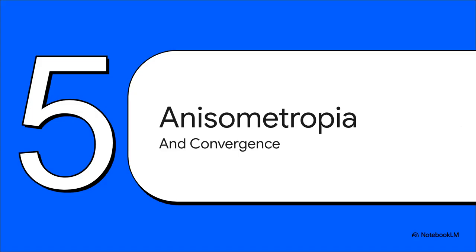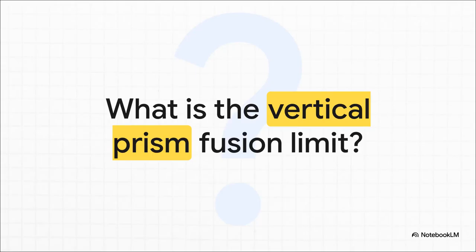Next up, Section 5, Anisometropia and Convergence. This is master-level stuff. Let's take another Socratic pause here and bring this right into your clinical exam room. Imagine a patient with mixed anisometropia. Let's say a -4 in the right eye and a +4 in the left eye. When they look down to read, Prentice's rule states they're inducing base-down prism in one eye and base-up in the other, right? So how much of this induced vertical prism can the human brain actually tolerate and fuse before the patient starts seeing double? Take a second and think about it.